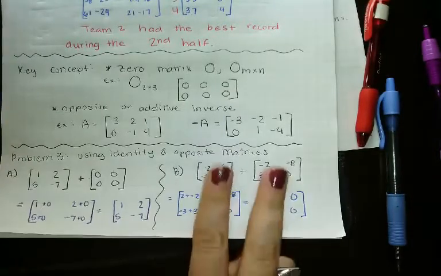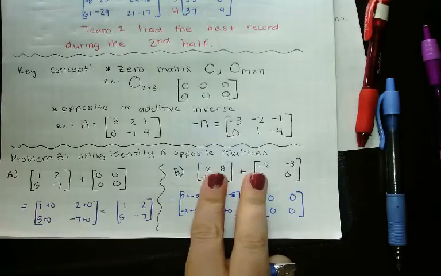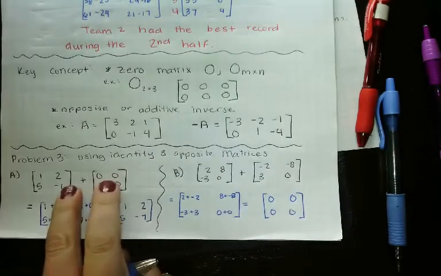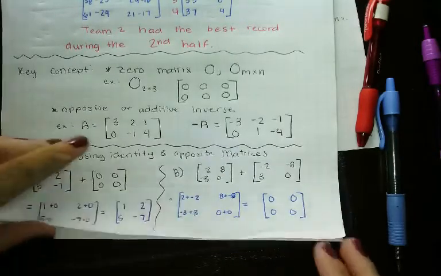So these are opposite matrices, this is an identity matrix. And those are the basic, just adding and subtracting. It's super basic for this one.